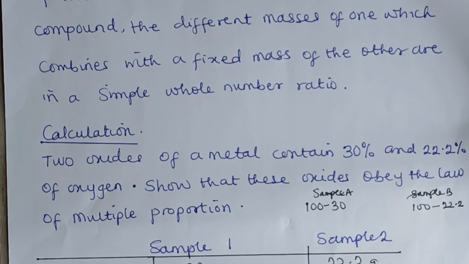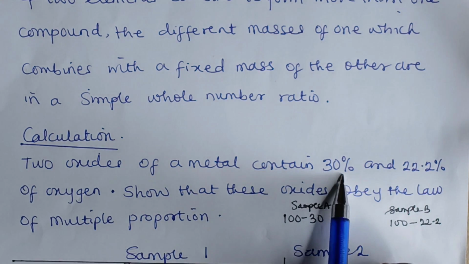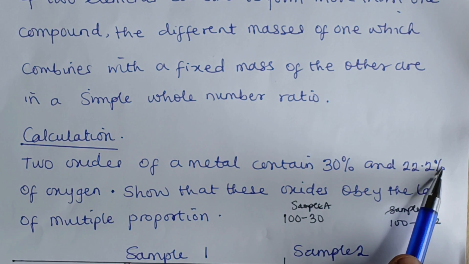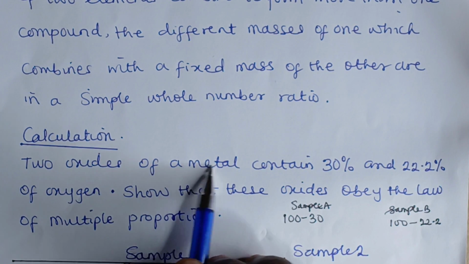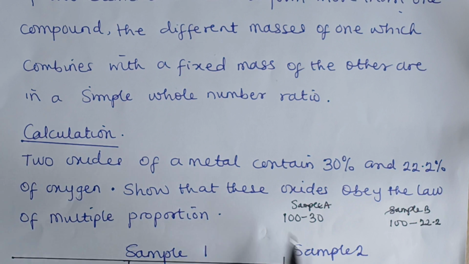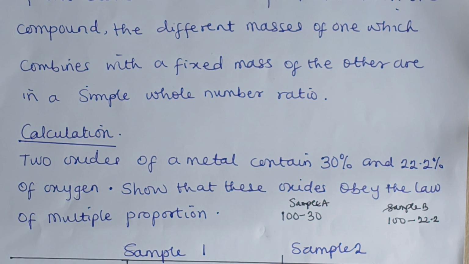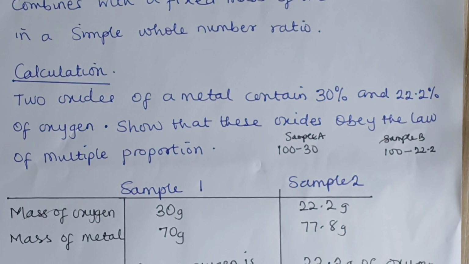We can prove this by working out this. Two oxides of a metal contain 30% and 22.2% of oxygen. Oxides of a metal here that we are referring to is, for instance, copper. So we have copper 1 oxide, copper 2 oxide, two different compounds, to form more than one compound. Show that these oxides obey the law of multiple proportion, that is, they have different proportions, and they are always in a simple whole number ratio.